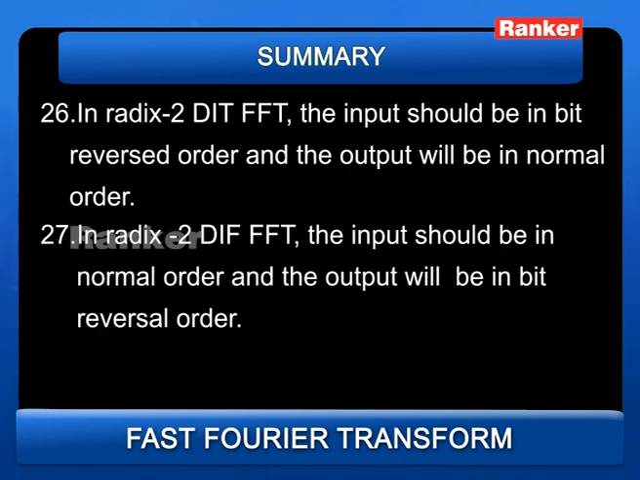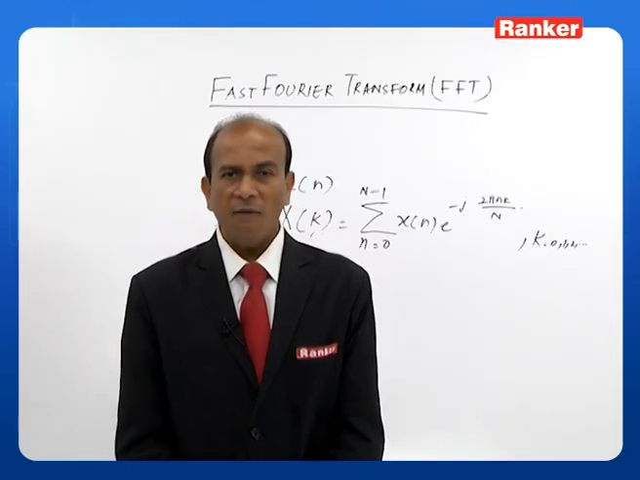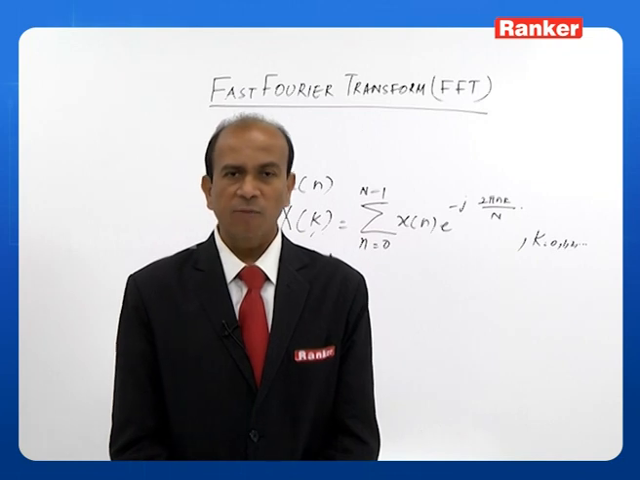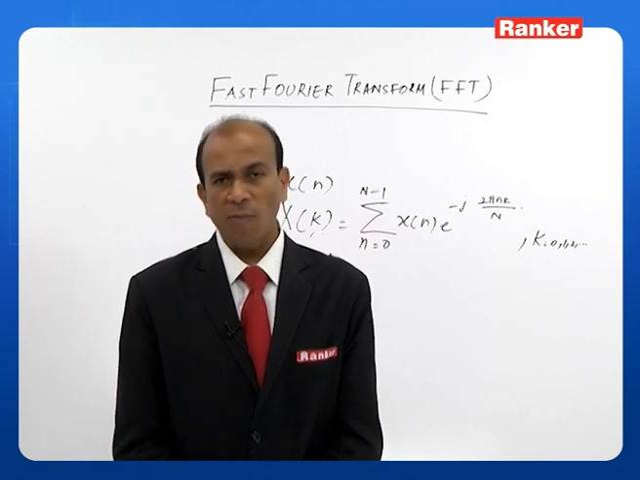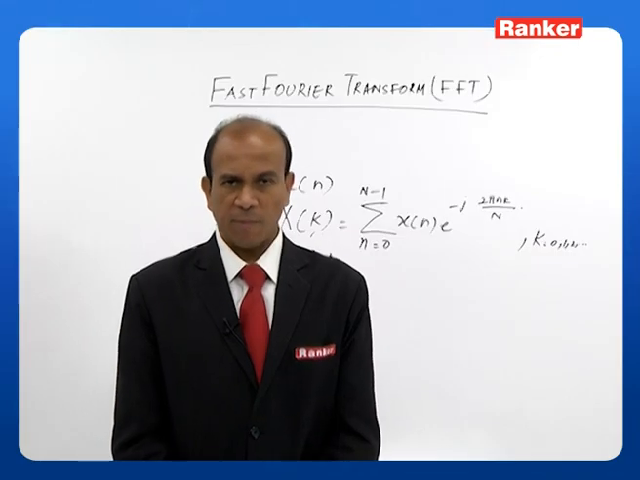Now, the next point is the case of a radix 2 DIF FFT: the input should be in normal order, whereas the output is in bit reversed order. So, we have to understand this 26th and 27th points. One talks about radix 2 DIT, where we want the input to be in bit reversed order and the output in normal order, whereas the 27th point says for radix 2 DIF FFT, the input should be in normal order and the output should be in bit reversed order. So, this sequence you should remember correctly.